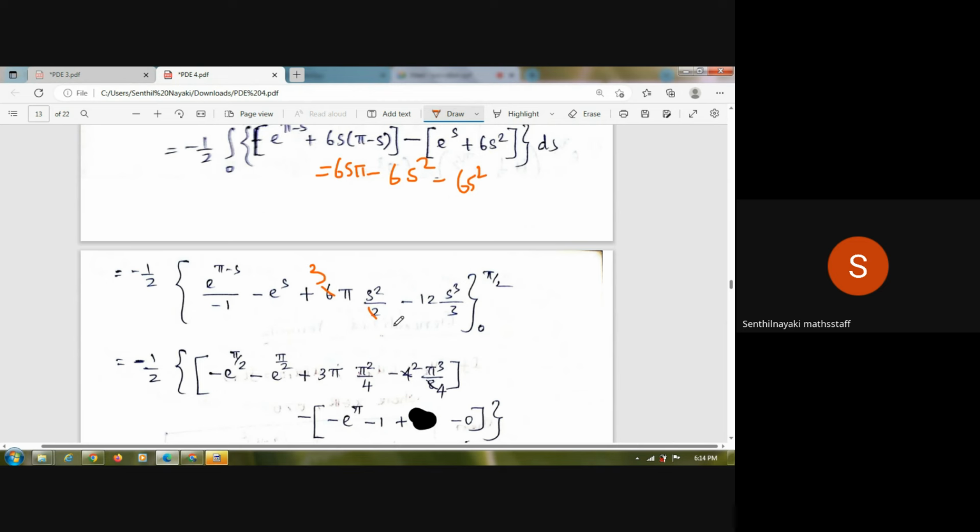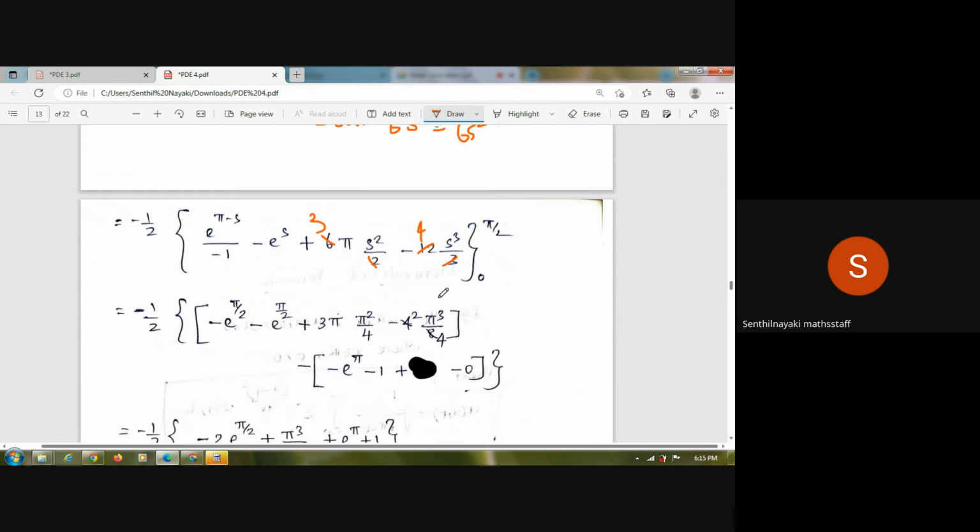So 3 pi square by 4 minus 12, 3, then the value becomes 4. S cube means pi cube by 8. After simplifying, we have 2, this is a 4. So e power here minus e power pi by 2 minus e power pi by 2. Therefore, minus 2 e power pi by 2.